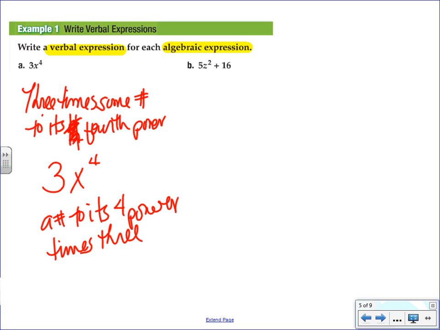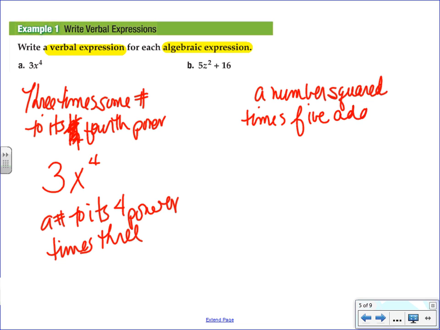Let's look at the next one, which says 5z squared plus 16. So we have a number squared times 5 added to 16. Okay?